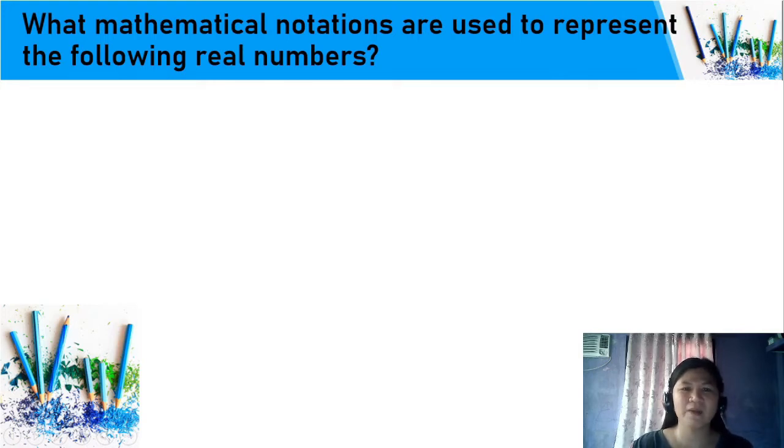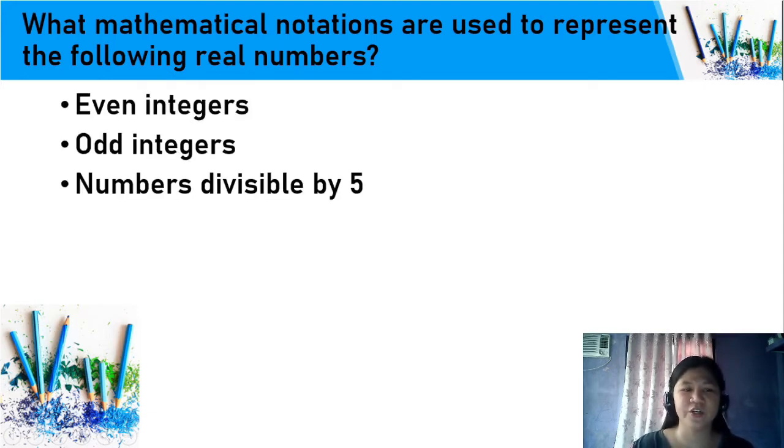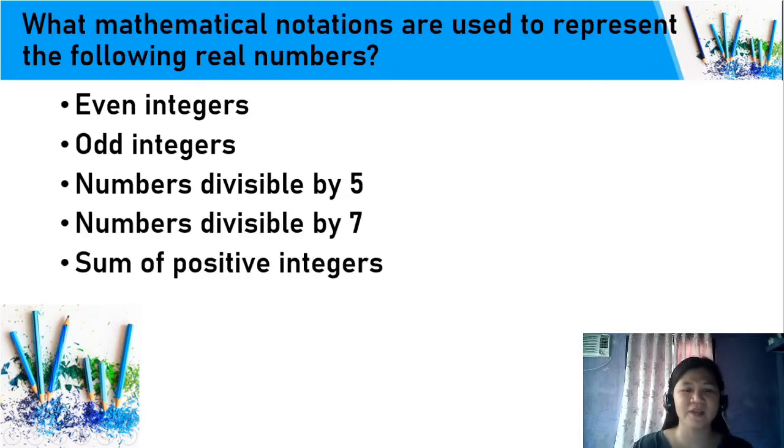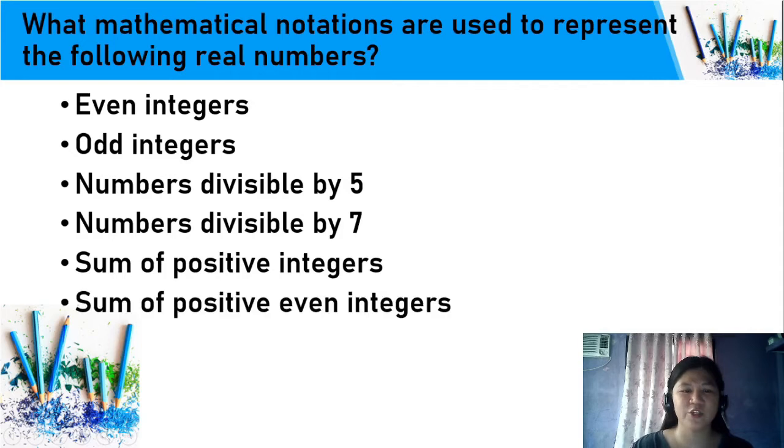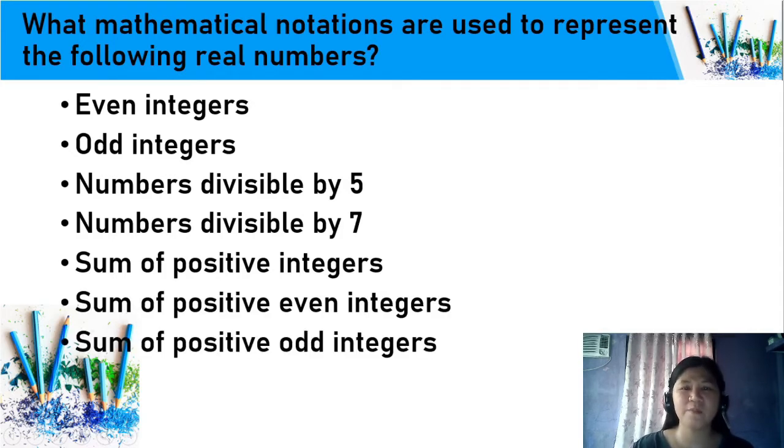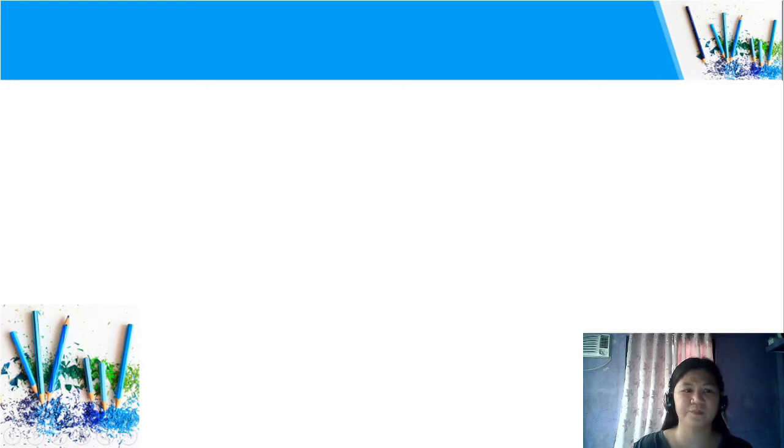Let's determine first your prior knowledge about these topics. What mathematical notations are used to represent the following real numbers? Even integers, odd integers, numbers divisible by 5, numbers divisible by 7, sum of positive integers, sum of positive even integers, sum of positive odd integers.